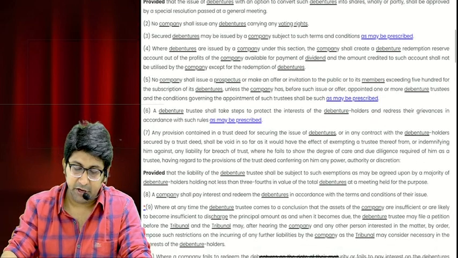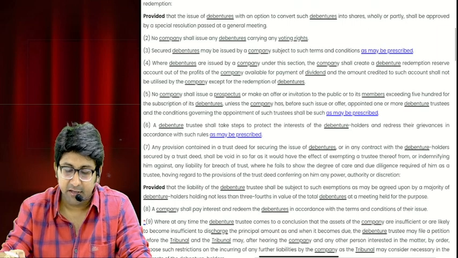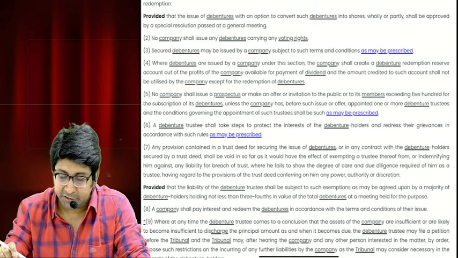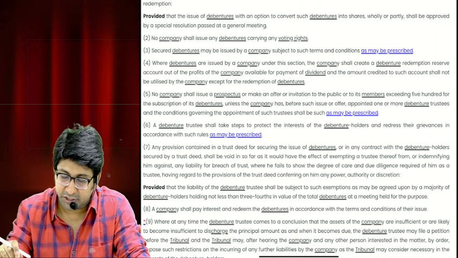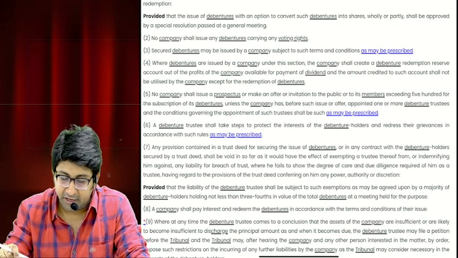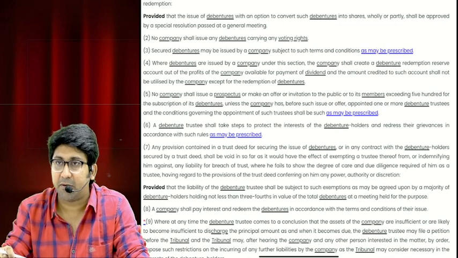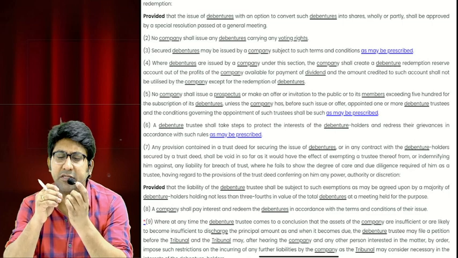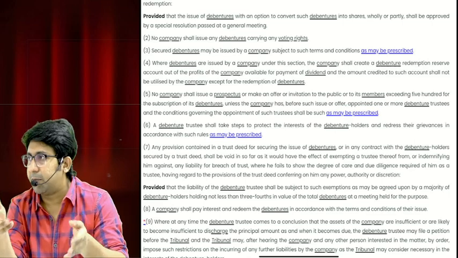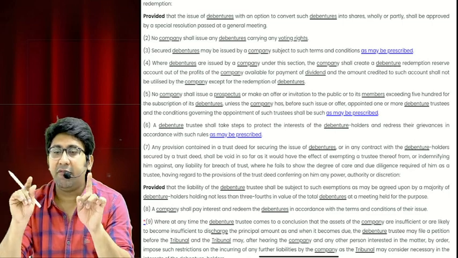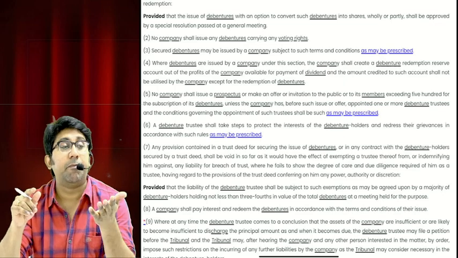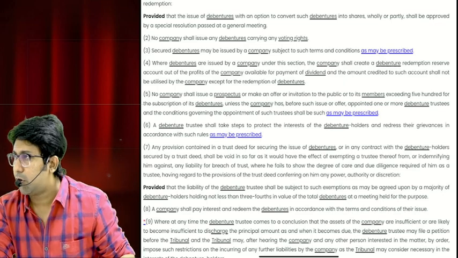Next, continue. Provided that the issue of debentures with an option to convert such debentures into shares, either wholly or partly, shall be approved by a special resolution passed at a general meeting. Common sense. Why? Why means a simple reason. Tell me, whenever you are issuing convertible debentures, convertible bonds, do you know what is a bond?